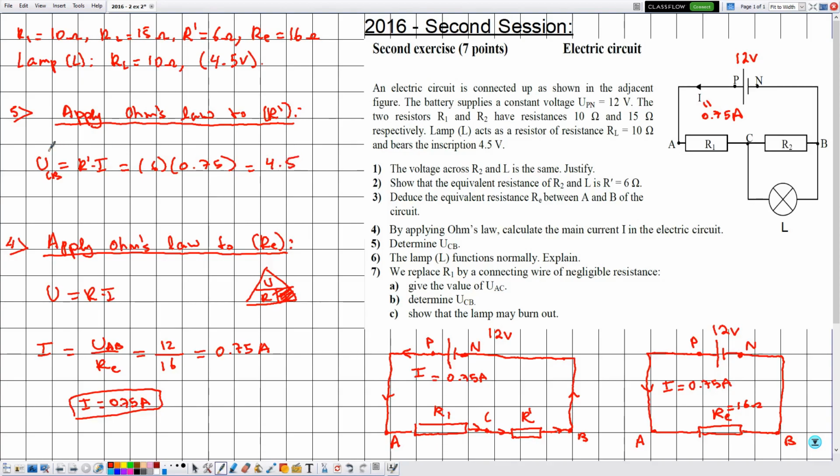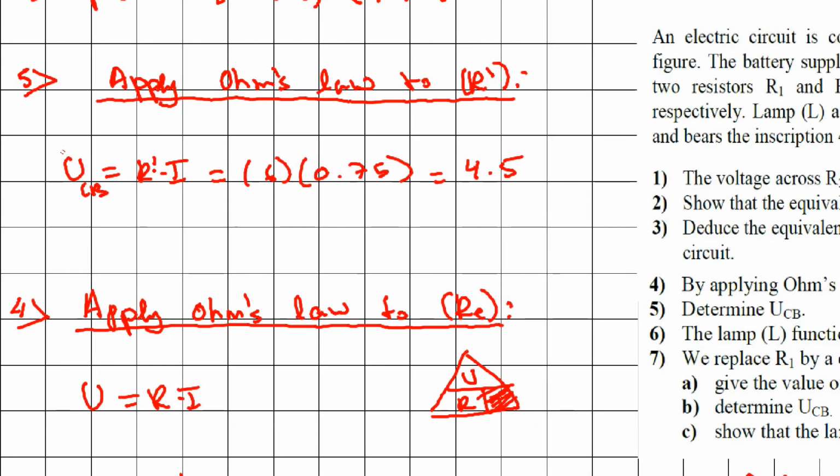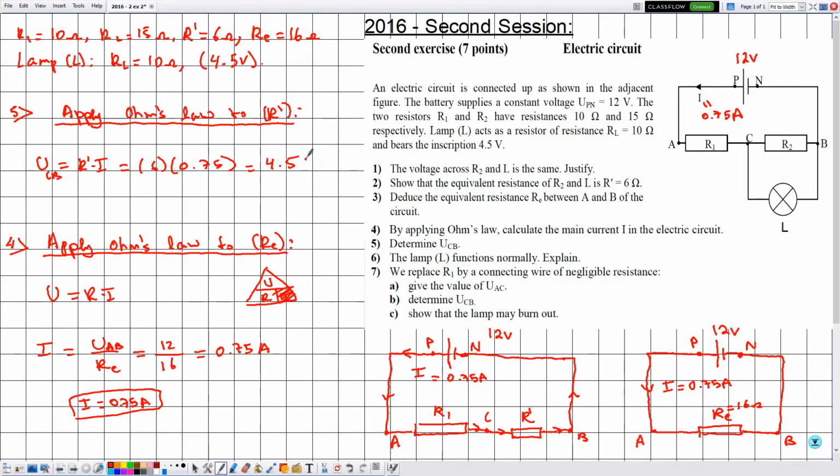Always all quantities in physics must have unit. Since R prime is in the SI, which is ohms, and the value of I is in the SI, which is 0.75 amperes, then the value of the voltage UCB will be in the SI, which is volts. So UCB is equal to 4.5 volts.